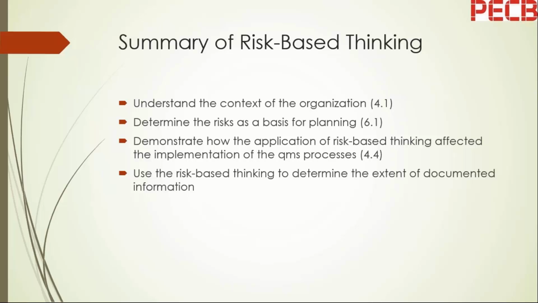So let's summarize what we've just talked about. It's a summary of risk-based thinking. The first thing we're going to talk about is the context of the organization. When we're thinking of risk-based thinking, we think about the internal and external issues. We determine the risk as a basis for planning so that we can know how it's going to affect our QMS, and then we determine what documented information we're going to need in order to address those risks.